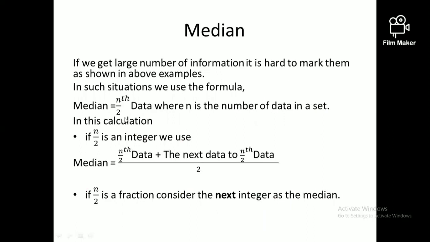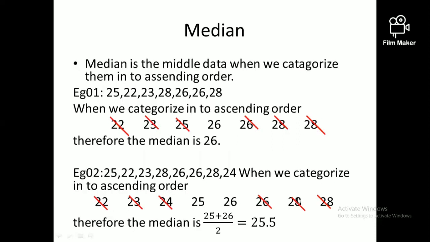Simply, you can calculate the median by the formula n divided by 2, where n is the number of data in a set. Then when you get n divided by 2, if you get an integer, a whole number, like 5, 6, 7, in such a situation you have to see what that data is, count the next data, see what the next data is, and take the division by 2, just like this situation here.